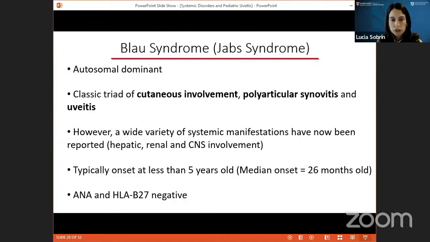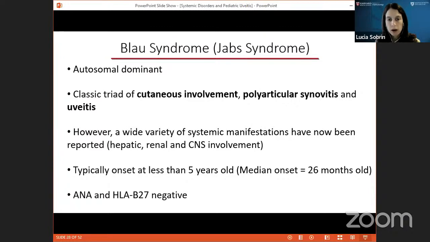So this is Blau syndrome, also known as JMS syndrome, autosomal dominant, demonstrated in our patient by the family history and her mother and her brother. And then the classic triad, which I tried to highlight, was cutaneous involvement, polyarticular synovitis, and uveitis. However, it's important to know that there are other systemic manifestations, as this condition has been further described in the literature. Patients can also have liver, kidney, and CNS involvement.